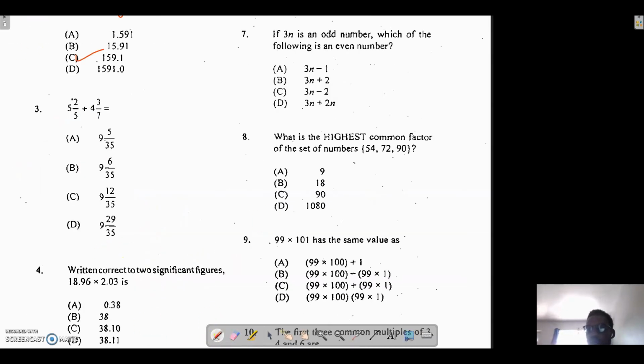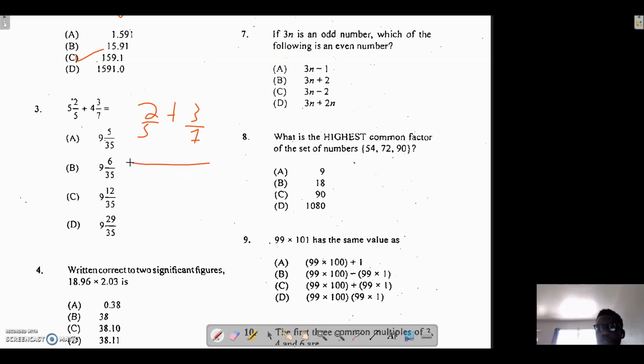Moving to question 3. So it says 5 and 2/5 plus 4 and 3/7. Now what we can simply do is to add the two whole numbers, which is 5 and 4, because as you can see, all of these are 9, right? So it's going to be 9 and something. Now we just need to add the individual fractions, which is 2/5 plus 3/7, right?